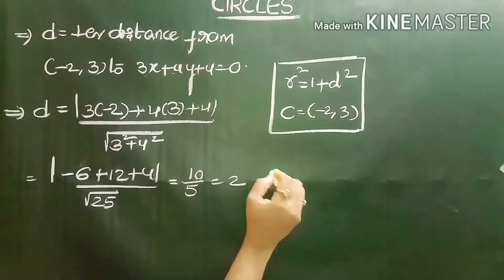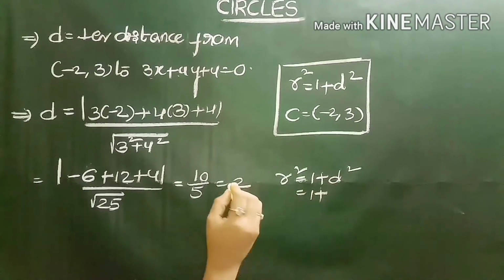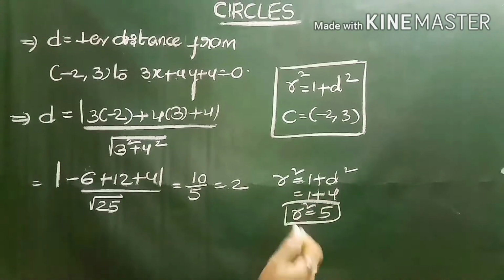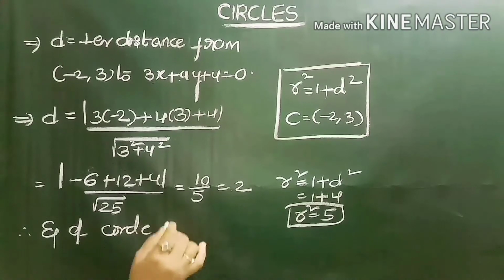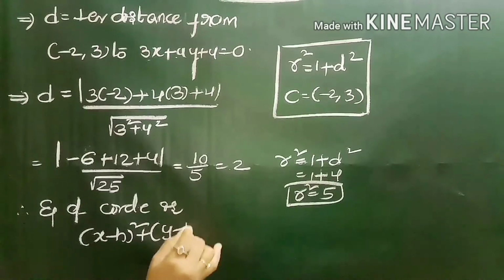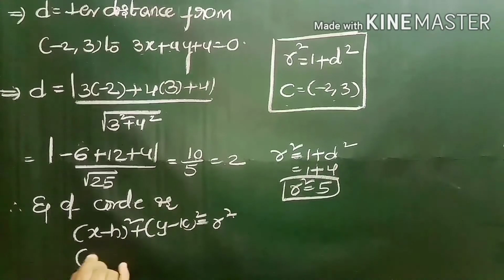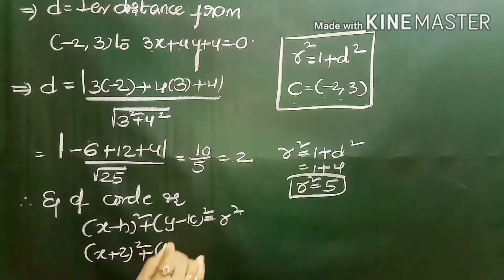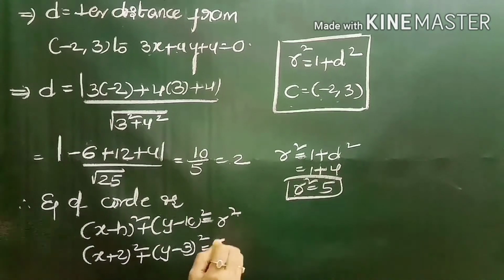Already we have that r square is equal to 1 plus d square. Here d is equal to 2, so d square is equal to 4. That is, r square is equal to 5. Now we are finding the equation of the circle. Therefore, the equation of the circle is the formula (x minus h) whole square plus (y minus k) whole square is equal to r square. Already here we have that the center is (-2, 3), so x minus h is x minus (-2), that is (x plus 2) whole square, plus (y minus 3) whole square is equal to r square, whose value is 5.